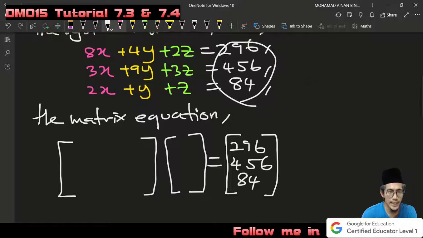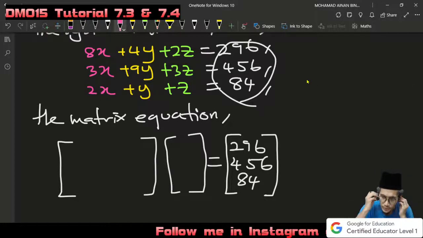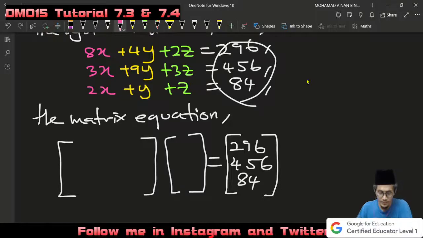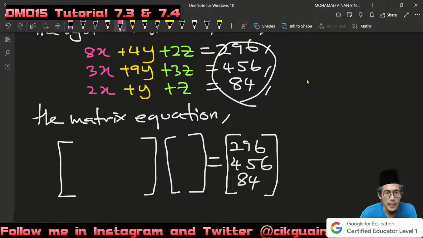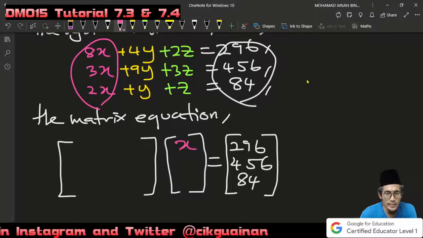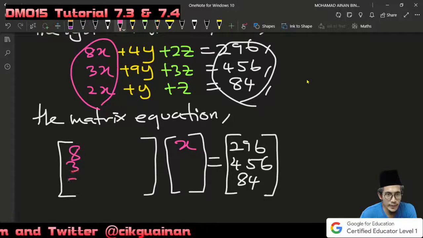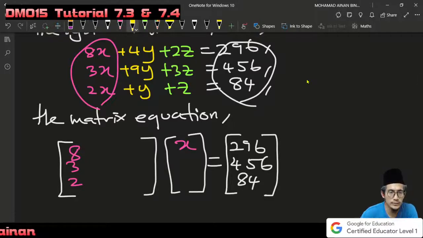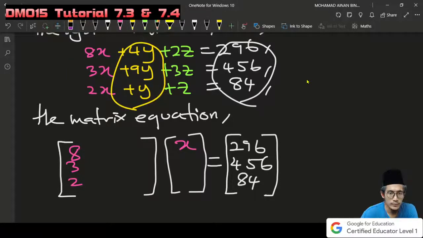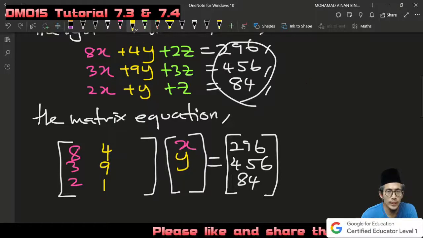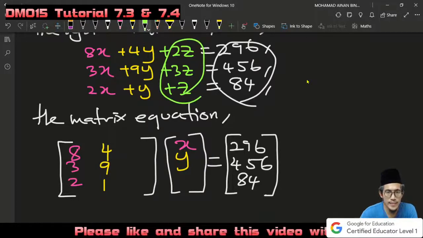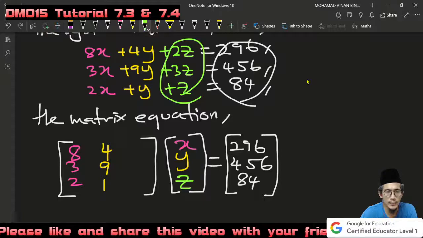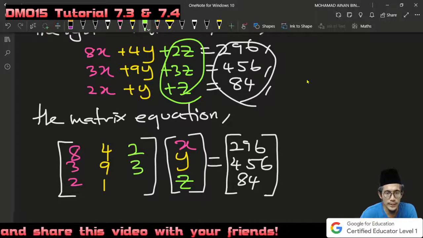Next we write the numbers. First variable x: the coefficients are 8, 3 and 2. Next, y is the variable, the coefficients are 4, 9 and 1. And the third one is z: the coefficients are 2, 3 and 1.